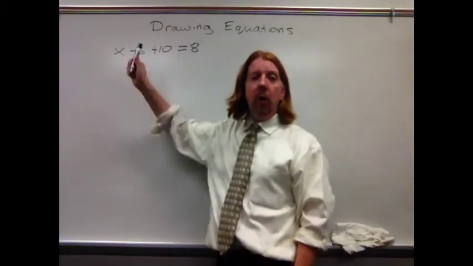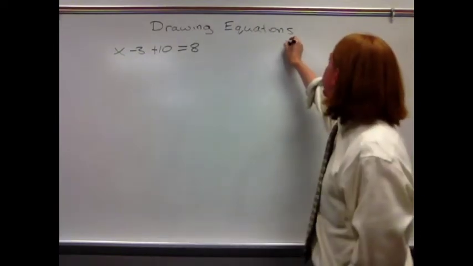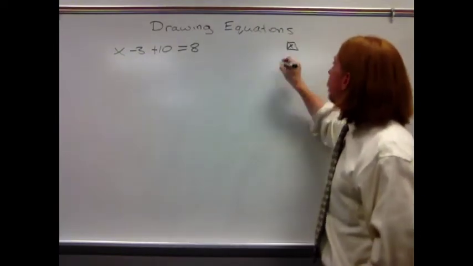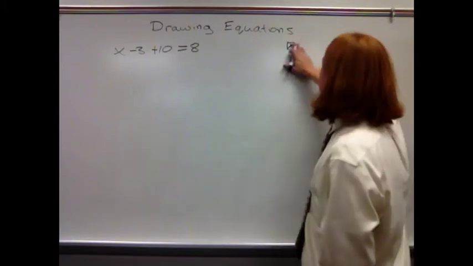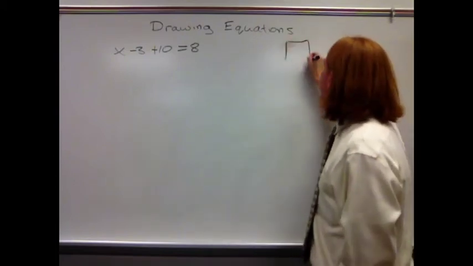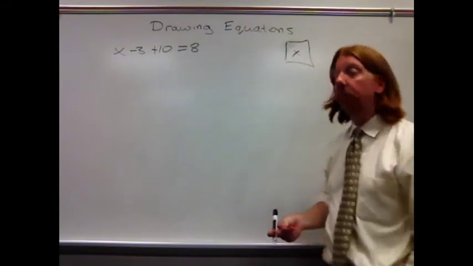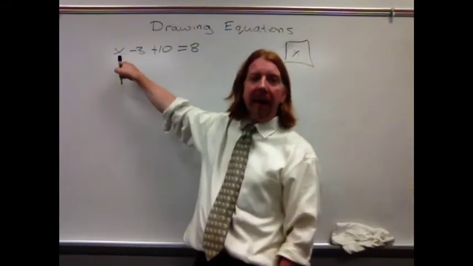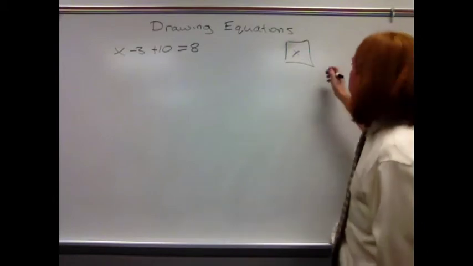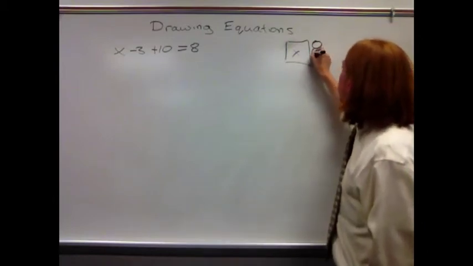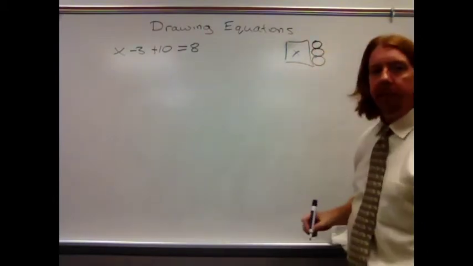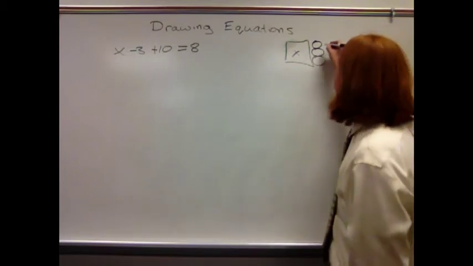I have an unknown quantity in a box. So there's my unknown quantity x. I'm going to make that box just a wee bit bigger to represent that it really could hold any number of circles. Now, it says I'm going to be subtracting 3. So I want to draw 3 circles. 1, 2, 3. And I'm going to put a minus sign in them.